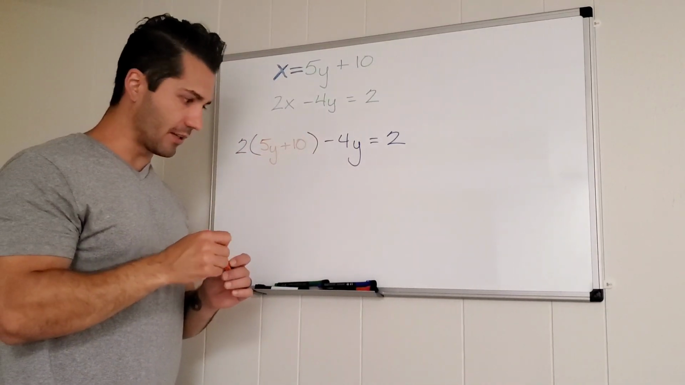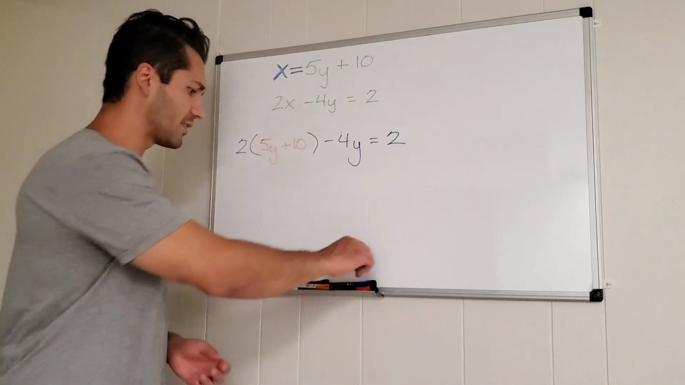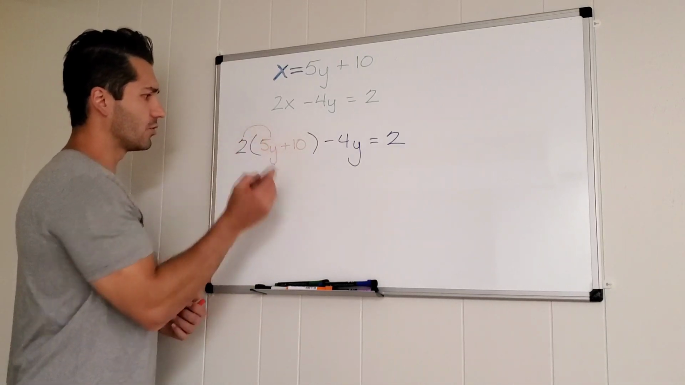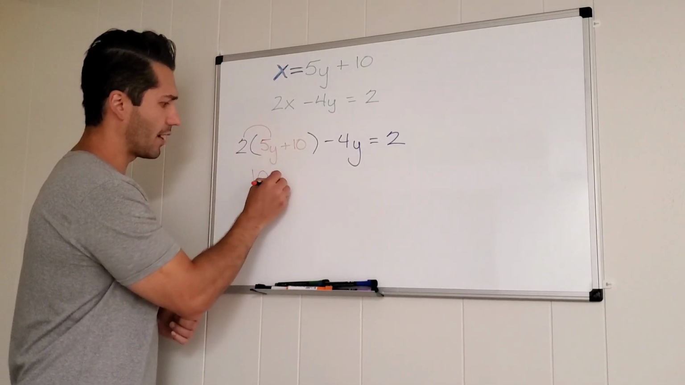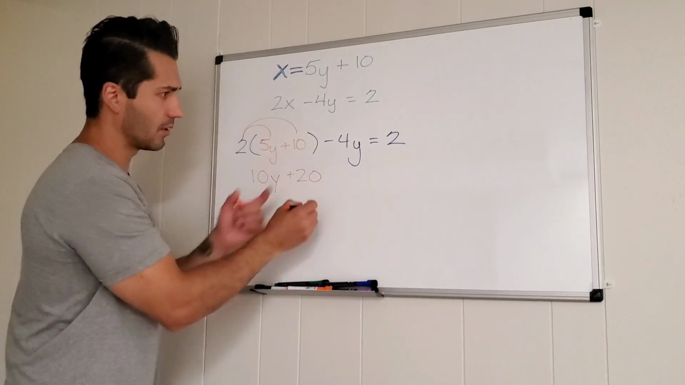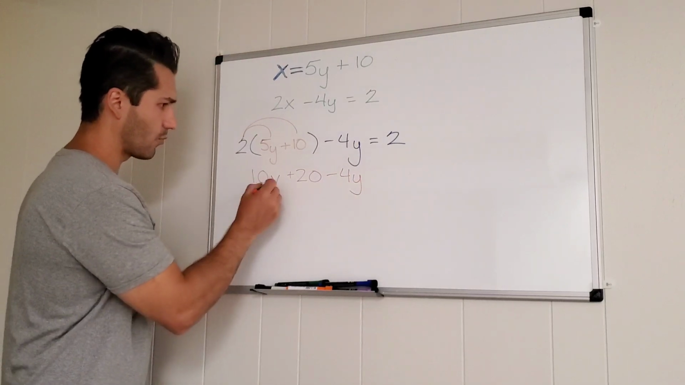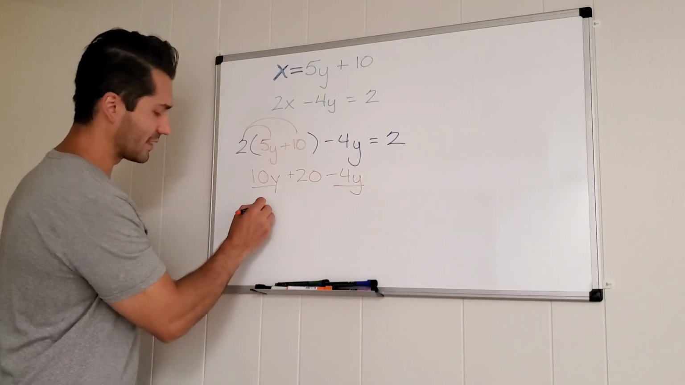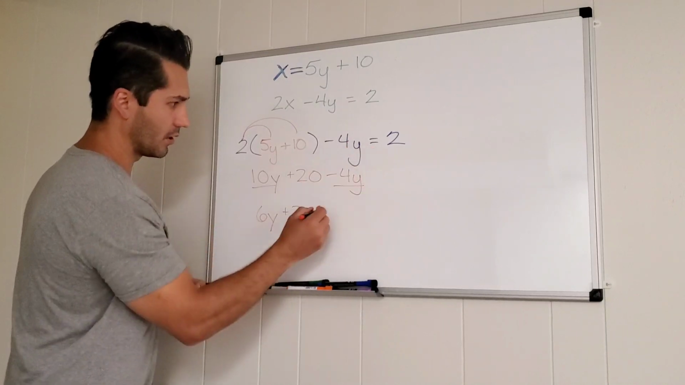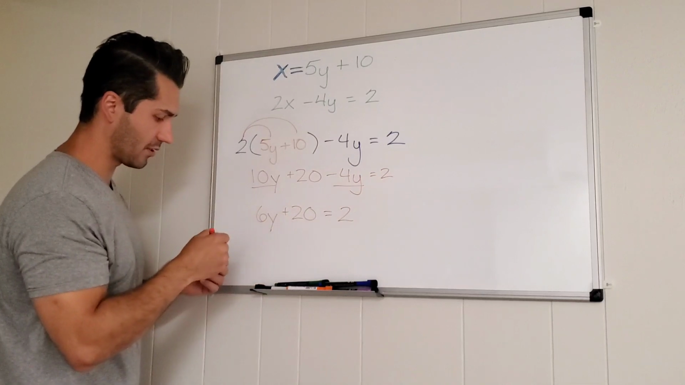Now that that's done, it's an equation. This is a, what, a three-step equation. Looks kind of worse than it is. 2 times 5y is 10y. 2 times 10 is 20 minus 4y. 10y minus 4y is a 6y plus 20 equals 2. I forgot the equals 2 here. I don't think that really matters much yet.